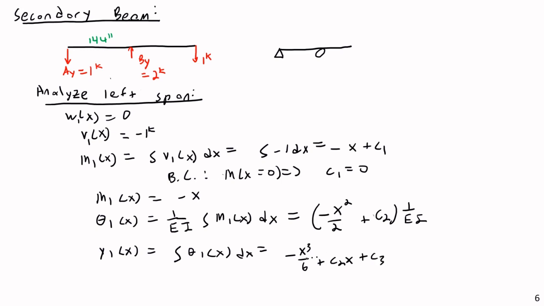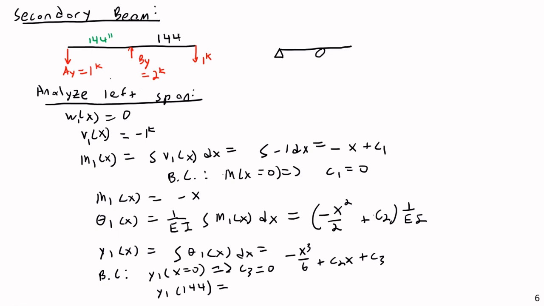So I need to go in and get some boundary conditions. First boundary condition is that y1 at x equals 0 is equal to 0. There is no deflection at the left end of the beam, and that means if I plug 0 in for x, I can see clearly that C3 is equal to 0. And then I can also plug in 144. y1 of 144 is equal to 0. Because of the roller support there will be no deflection at x equals 144 inches.